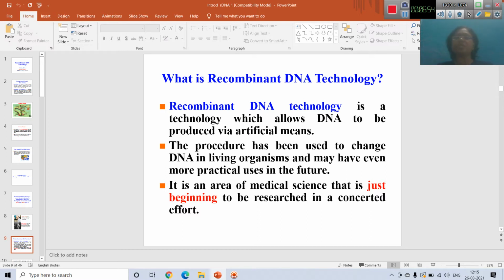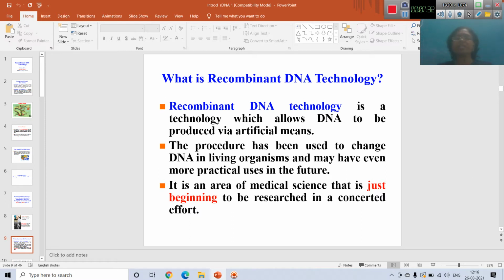Recombinant DNA technology is a technology which allows DNA to be produced via artificial means. In vitro means in the lab, you are joining together DNA from two different sources or two different organisms. The procedure has been used to change the DNA in living organisms. When you join two different DNAs from two different sources, the DNA of that individual organism gets changed and may have even more practical uses in the future.